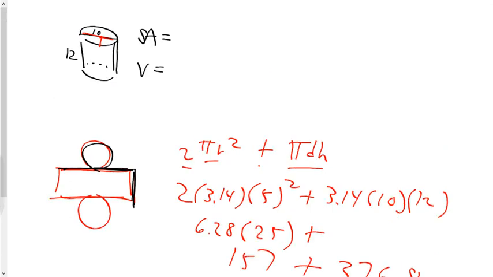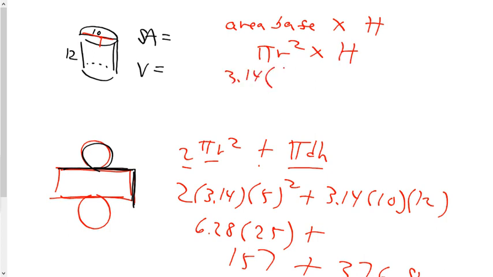And the second part to this is the volume. Again, the area of the base times the height of the prism is the formula. Since the base of a cylinder is a circle, it's pi r squared multiplied by the height of the prism. 3.14 times 5 squared multiplied by 12. 3.14 times 25 is 78.5 times 12.